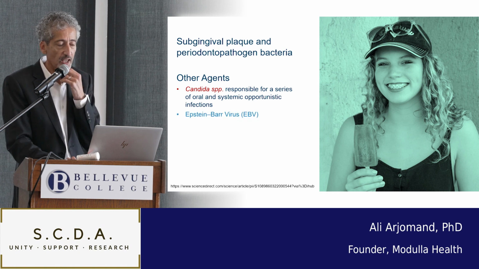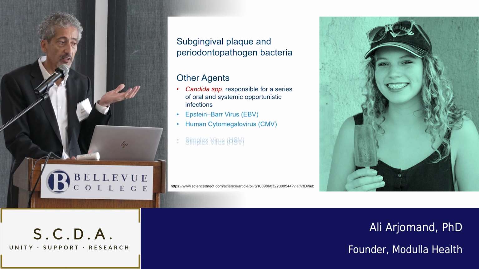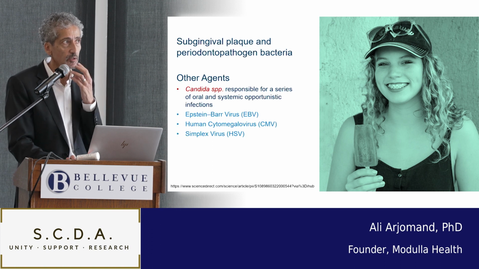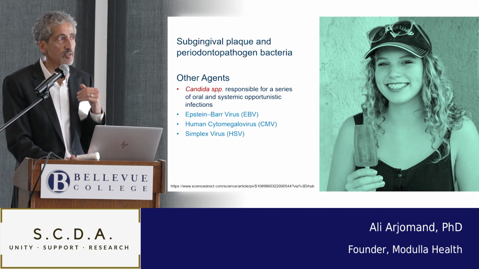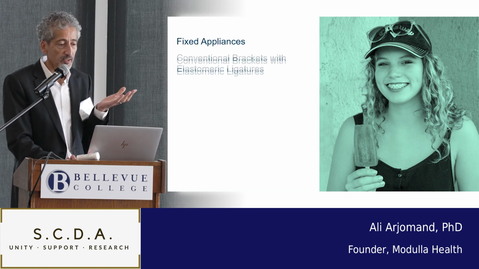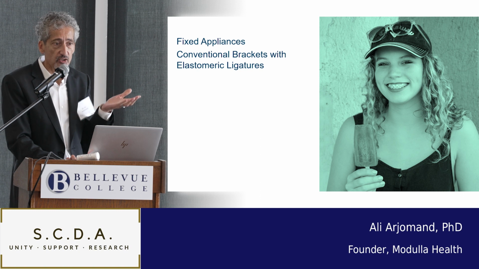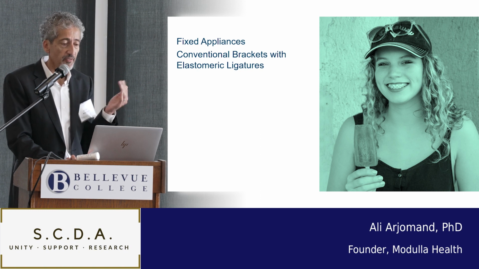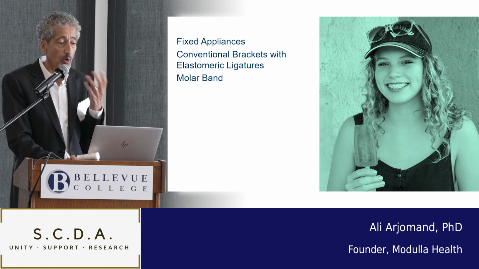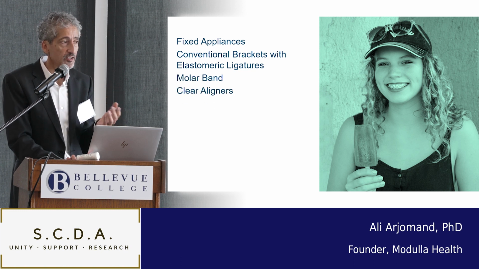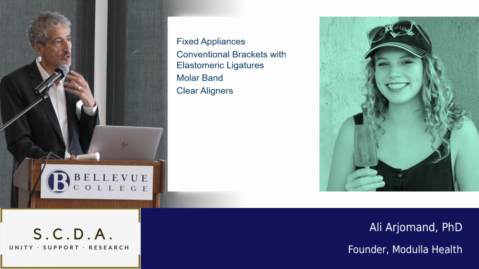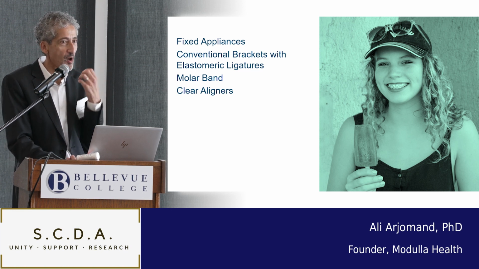Here are some actual examples of strains that, again, have been found in the oral microbes of patients who are under treatment, dental braces and appliances. Now, fixed appliances, what I just described goes the same for fixed appliances, conventional brackets with these elastomers, molar bands, clear aligners. All the stuff that you're putting in your mouth is changing the surface composition, the cavities, the sort of like pockets.